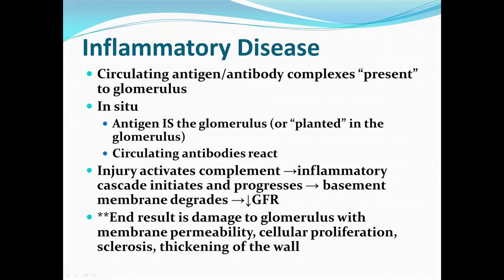So the end result of these antigen-antibody complexes, or the circulating antigens reacting with an antigen in the glomerulus, the glomerular basement membrane, is damage to the glomerulus. With that comes an increase in the membrane permeability. Those cells will begin to proliferate, and as those cells proliferate, they become sclerotic. When you have sclerotic basement membrane cells, that wall becomes thicker and thicker and thicker, which then decreases the glomerular filtration.